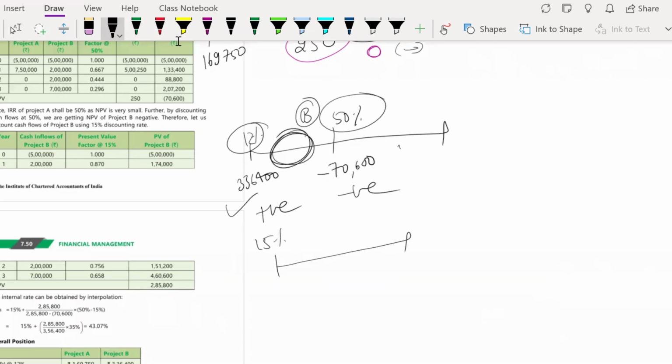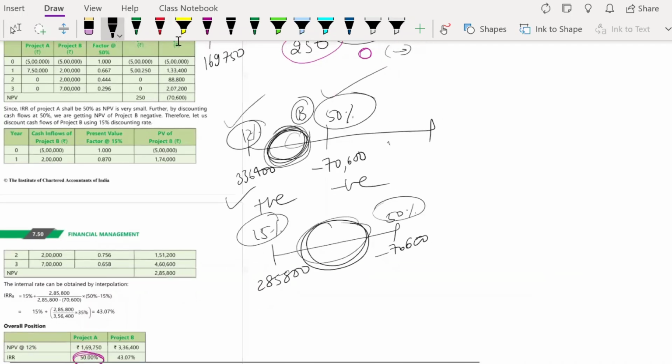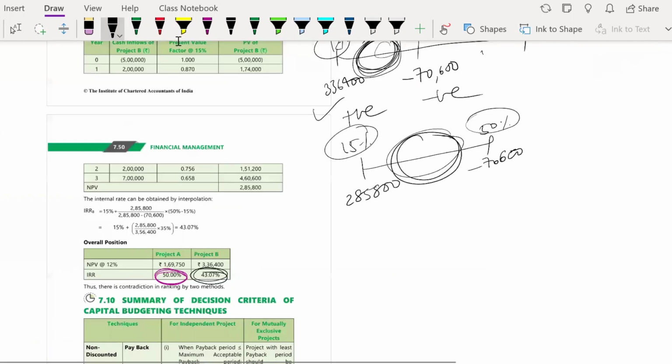They have found out that the NPV here is 2,85,800. At 50% it is minus 17,600. And they have found out the NPV. Either way, if you do 12% and 15% or 50% also, you'll get the same IRR only. If you do 15% and 50% also, you'll get the same. So it's up to your discretion what you want to do. And they have found out that 43.07% is their IRR.